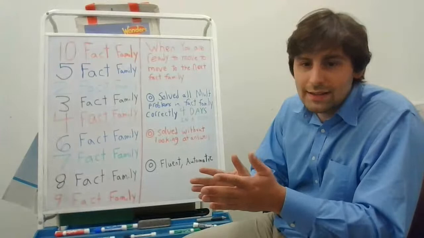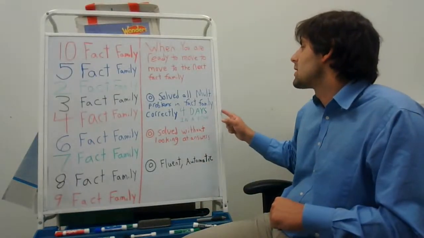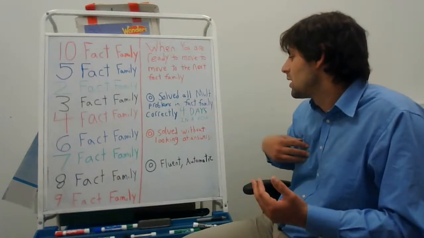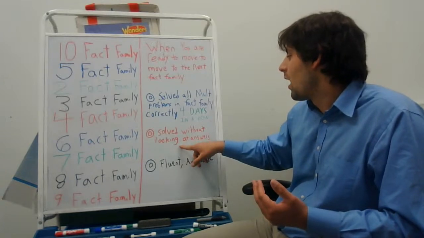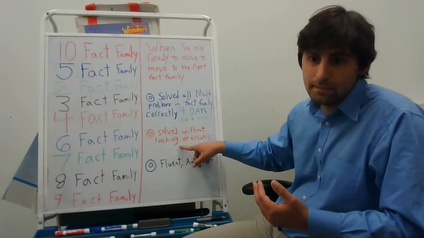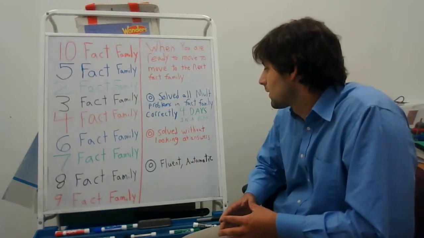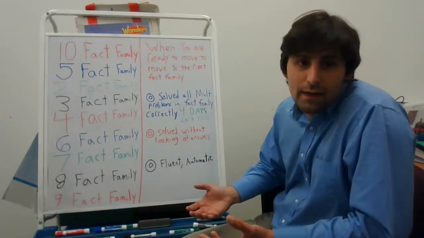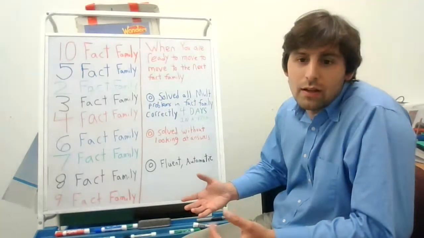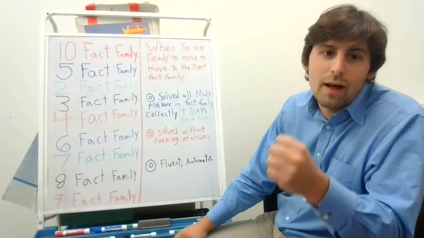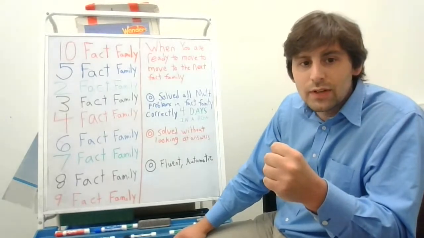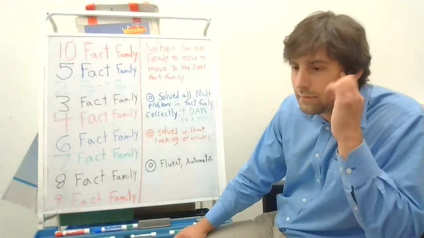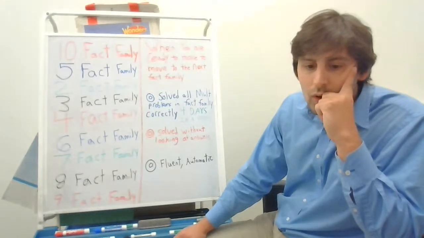You know you're ready to move on to the next fact family when you're able to solve all the multiplication problems in a given fact family correctly 4 days in a row. And you've done so without looking at the answers. And you're able to do so fluently and automatically. So 10 fact family, you skip count from 10 to 100. You solve all the multiplication problems in the 10 fact family correctly. And you've done so without having to refer to my video or look back at the answers.